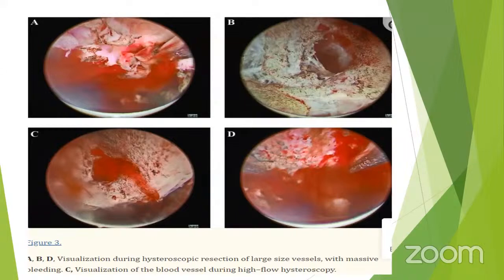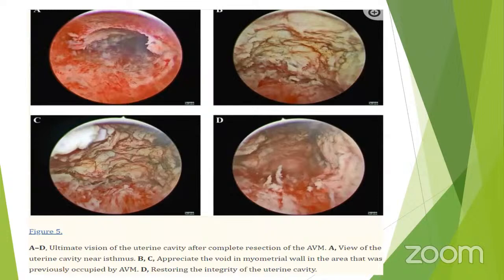A, B, and D shows the visualization during hysteroscopic resection of large size vessels with massive bleeding. Image is taken during hysteroscopy. This is a vision of the uterine cavity after complete resection of the AVM.